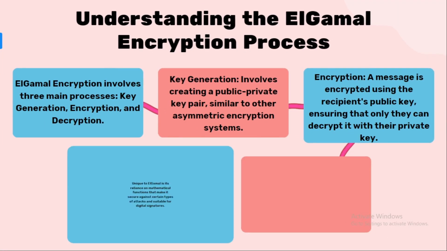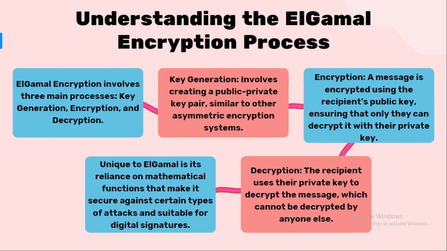So what is the ElGamal process briefly? ElGamal encryption involves three main processes: key generation, encryption, and decryption. The key generation part involves creating the public and private key pair, similar to other asymmetric encryption systems. The encryption part: a message is encrypted using the recipient's public key, ensuring that only they can decrypt it with their private key. The decryption part: the recipient uses their private key to decrypt the message, which cannot be decrypted by anyone else. What is unique to ElGamal is its reliance on mathematical functions that make it secure against certain types of attacks and suitable for digital signatures. The main mathematical function that ElGamal uses is the discrete logarithm problem.